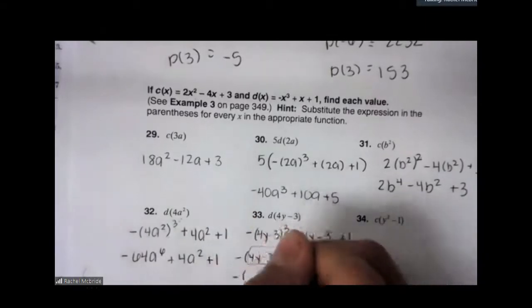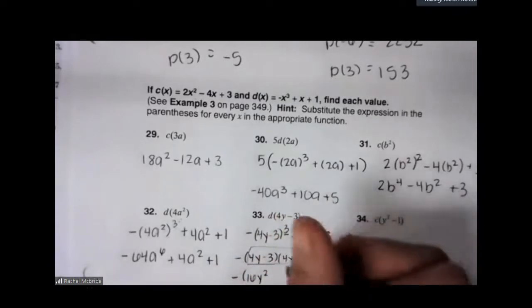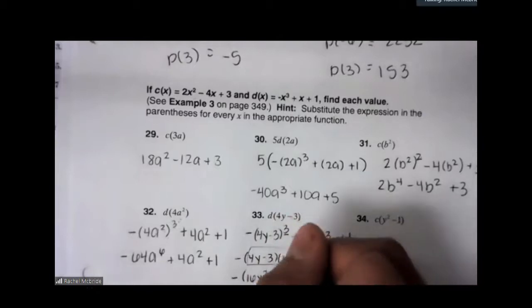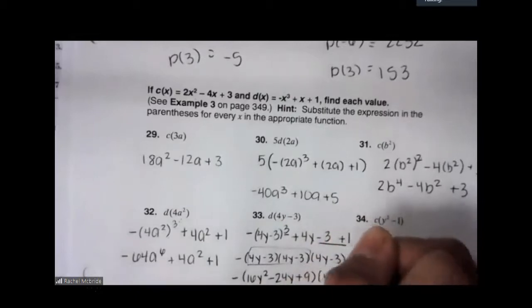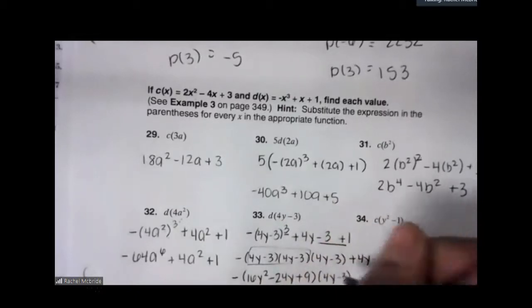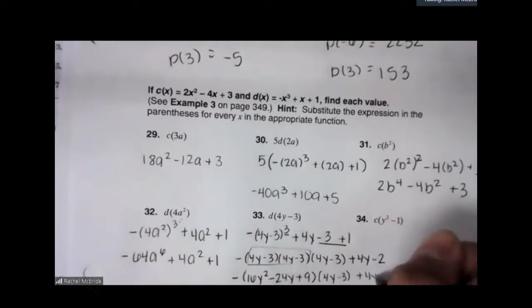So you'd have negative 4 times 4 is 16y squared. 3 times 4 is 12y, and you do that twice. So you get negative 24y plus 9. But then we have to distribute that with the 4y minus 3 again.